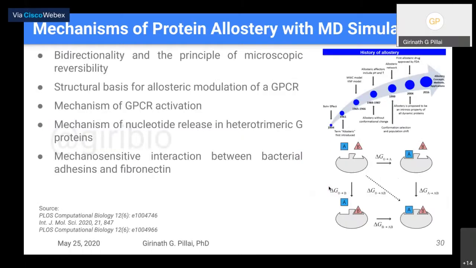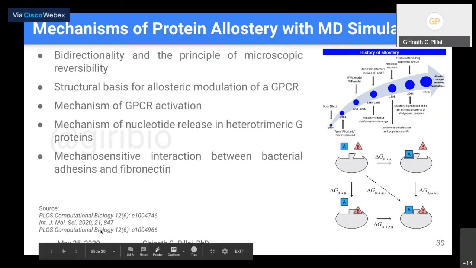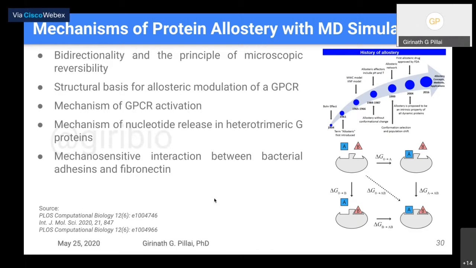Then mechanisms of allostery in MD simulation, bidirectionality and principles of microscopic reversibility, structural basis of allosteric modulation of a GPCR, mechanism of GPCR activation, mechanism of nucleotide release in heterotrimeric G proteins, mechanosensitive interaction between bacterial adhesins and fibronectin. These are a bit high-level calculations, I should say. Once you get deeper into theory and understanding of the science, this will make more sense. Whatever content is in this slide is taken from these three papers. I'm not an expert here, so I will not comment too much.